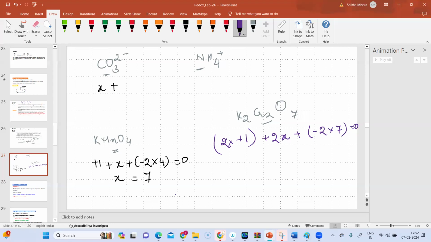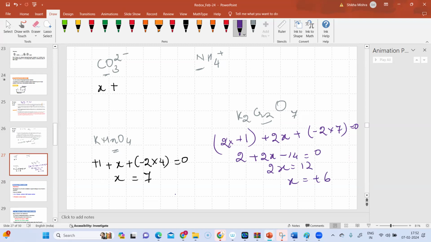So what it will be? This will be 2 plus 2x minus 14 equals 0, right? So 2x will be equal to 12. So x will be equal to +6. Right, Ritika?